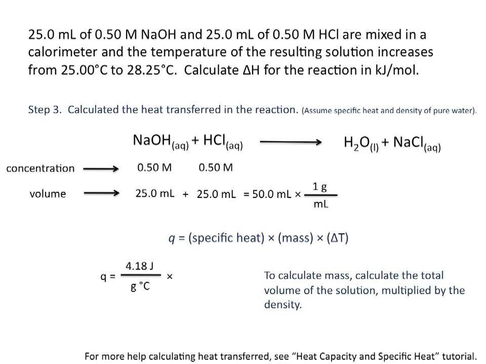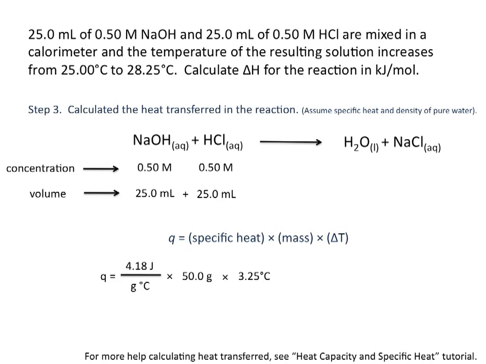And because we're assuming the density of water, our volume in milliliters will be the same numerical value in grams, and so the mass is equal to 50 grams. We then need to calculate our temperature change, and delta T is equal to the final temperature, 28.25 degrees Celsius, minus the initial temperature, 25 degrees Celsius. This gives us a value for delta T of 3.25 degrees Celsius.